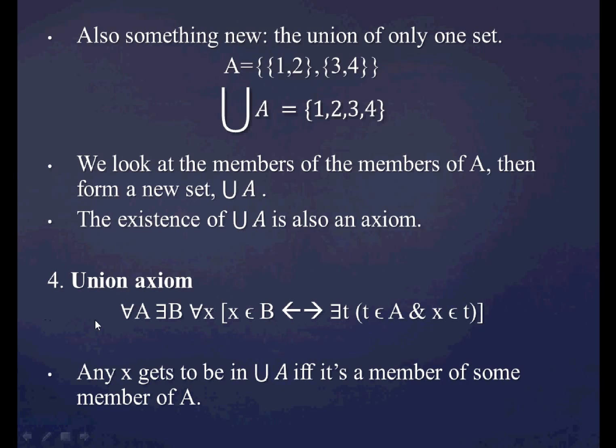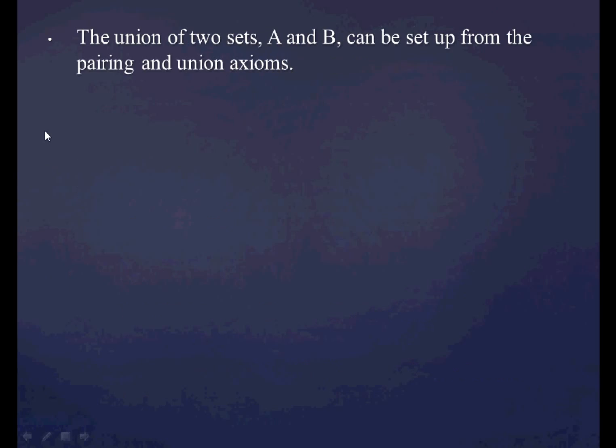So another way of interpreting this proposition here, the union axiom, is that any object X gets permission to be within the union of A if and only if it's a member of some member of A. And again, you can sort of reconcile that statement with what we've done up here in the example.